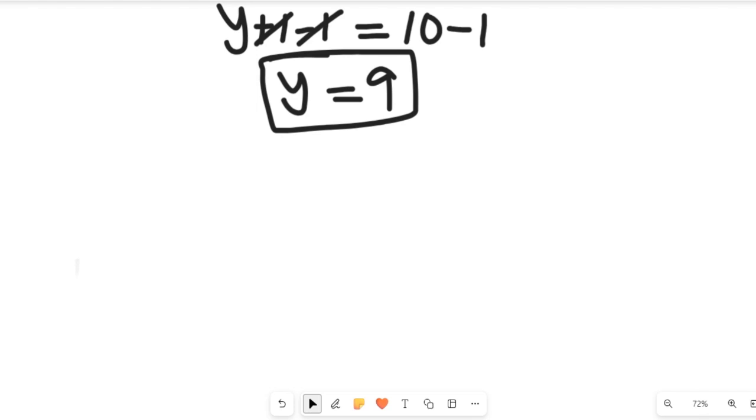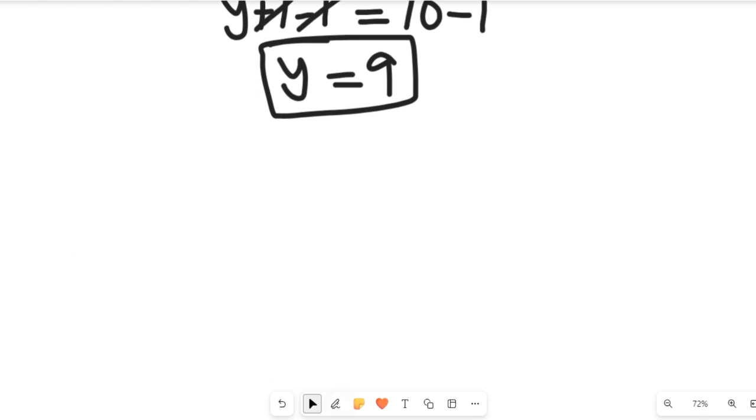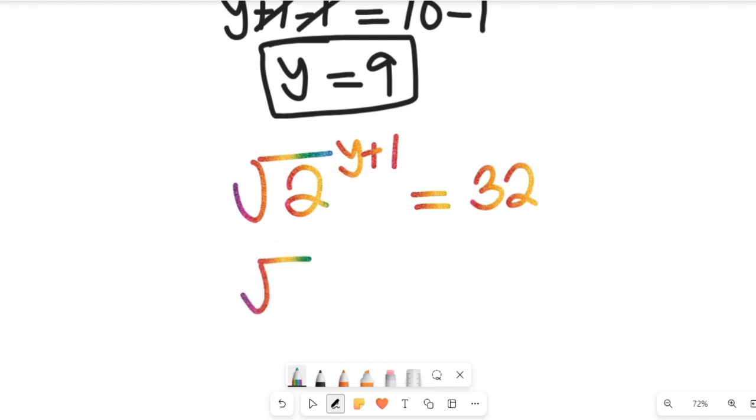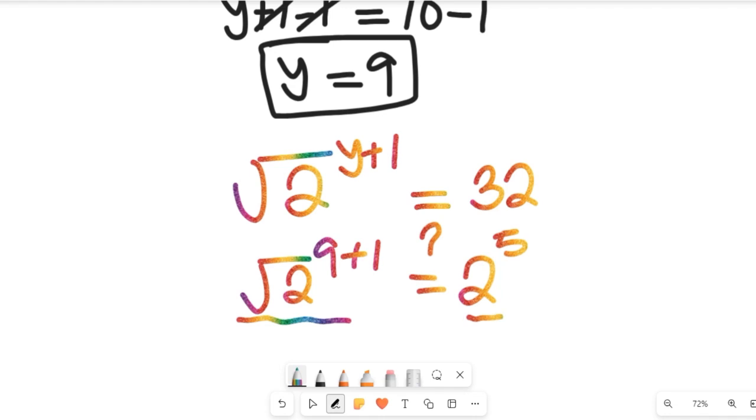9. Now we're going to test to find out if the solution we got was correct. If we test that, we are going to see this become 2 to the power of y plus 1, that's the initial expression given to us, equal to 32. Now let's put in the value of y equal to 9, and that will give us the square root of 2 to the power of 9 plus 1 equal to 2 to the power of 5.